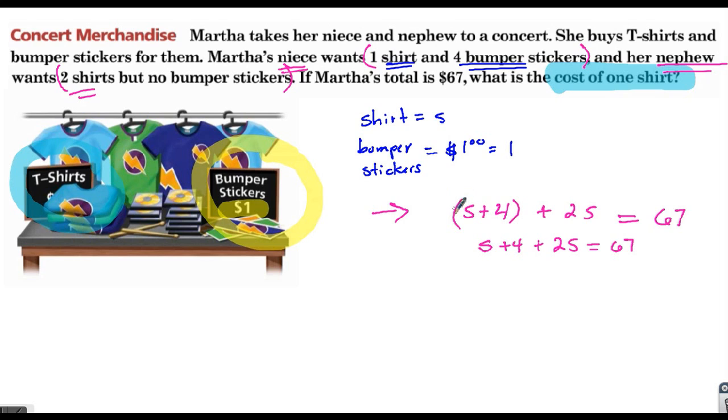So now our next step is to combine like terms. That means I'm going to add S plus 2S. Well, S plus 2S is going to give us 3S. Bring down the 4, and that's going to equal 67. Our next step is to subtract the 4. We want to solve for S, so we're going to get rid of the 4. So we're going to subtract 4. That's going to cancel the 4's, and we have 3S equals 63.